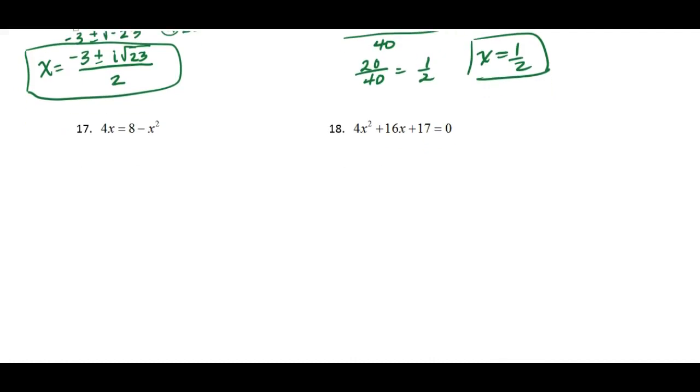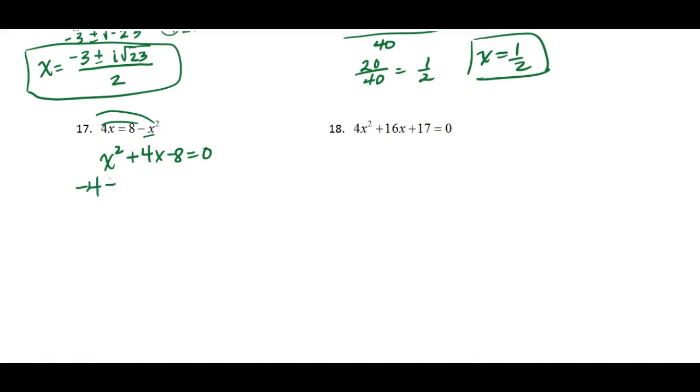All right, on 17, it's definitely not in standard form, so I need to put it in standard form. I tend to put everything on the left, especially I want to make my x squared term positive. So if I move both of these over, they're going to switch signs. So this is going to be x squared plus 4x minus 8 equals 0. Then I use quadratic formula with a, b, and c.